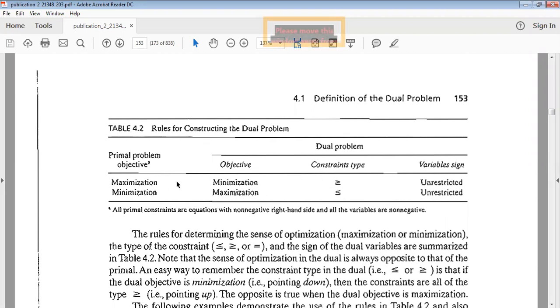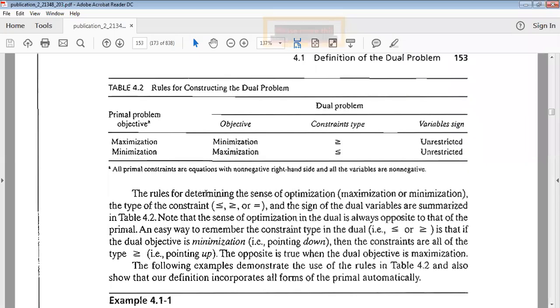In the maximization, generally the constraints are going to be less than, whereas in the dual problem, they will convert into greater than. In the minimization problem, all the constraints will be greater than. All the constraints are to be written in the form of greater than, but in the dual problem, they will be converted into less than. So like that, these are the things.